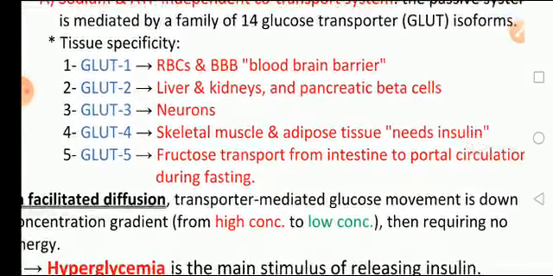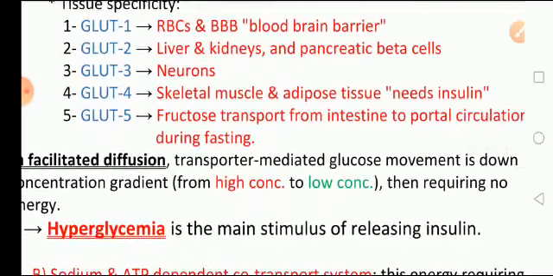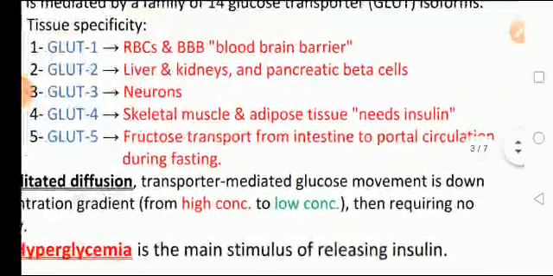Actually, pancreatic beta cells are the cells that secrete and synthesize the insulin hormone. GLUT3 is only present in neurons. GLUT4 is only present in skeletal muscle and adipose tissue. They need insulin. What does this mean?